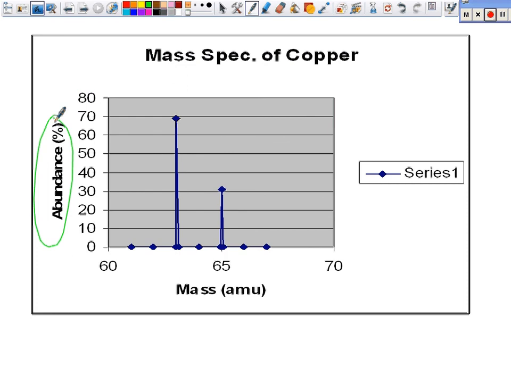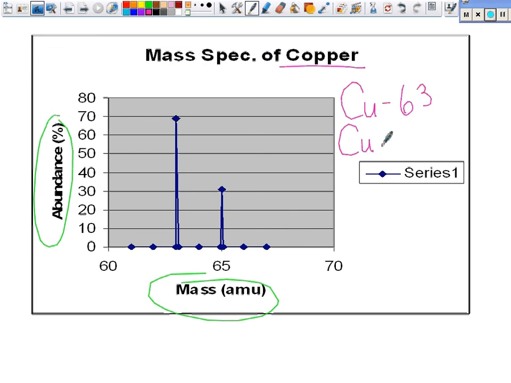What specific element are we working with right now? Copper. Very good. Now, how many isotopes of copper are there? How do you know there's only 2 isotopes? There's only 2 peaks. That's it. What are the 2 specific copper isotopes? Cu what? 63 and Cu what? 65. Very good. Does everybody see that now?